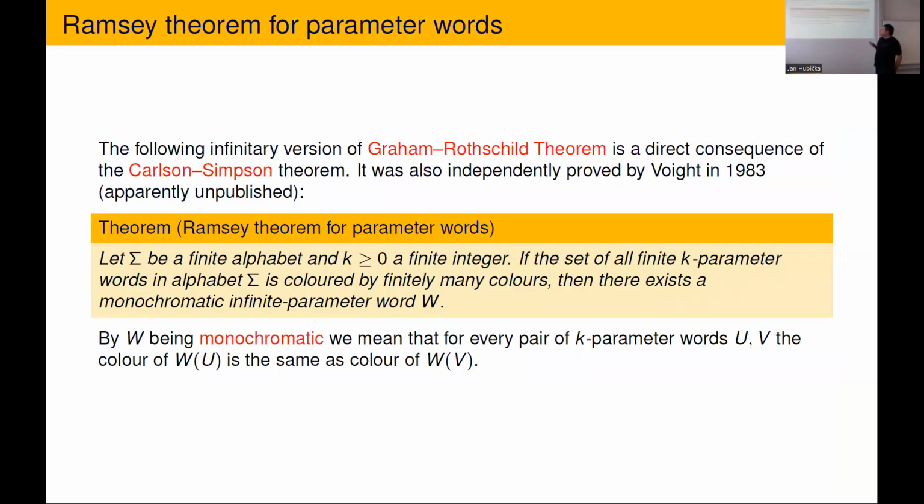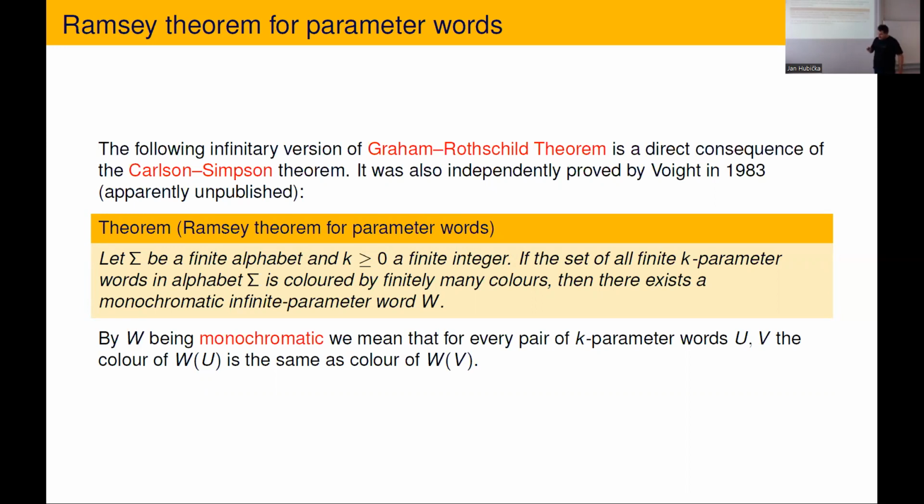And this is the infinite version of the Graham-Rothschild theorem, which was proved by Carlson and Simpson, independently by Voigt. It says the following: you fix the alphabet and you fix the number of parameters, and you color the k-parameter words by finitely many colors. Then there is an infinite parameter word which is monochromatic, and that means that whatever I substitute into this infinite parameter word, I again hit the same color. So that's the Carlson-Simpson theorem, which I think is easier to understand definition-wise than the Milliken theorem.